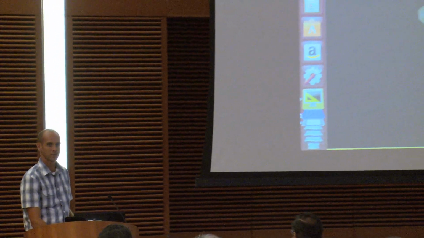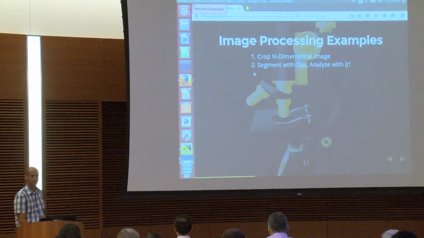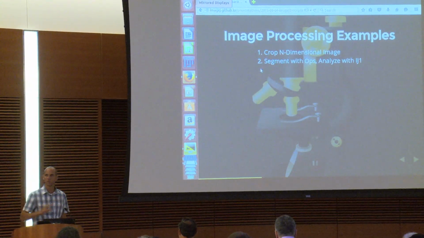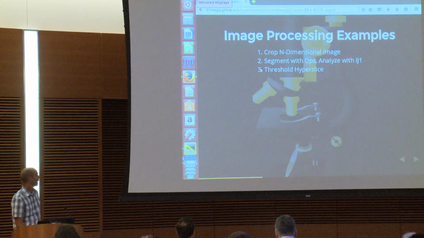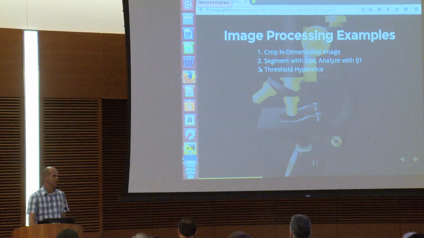Now I'm going to get to the good stuff, as Curtis said. We're going to do some image processing examples. So we have sort of 5 workflows. Basically, we're going to take a look at n-dimensional images and crop them. We're going to do some segmentation. And this example is kind of cool because we're also going to go back to the ImageJ1 world and do a little bit of analysis. Then we're going to threshold a hyperslice.